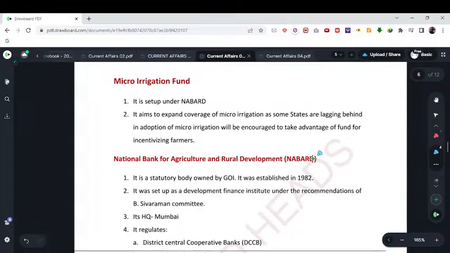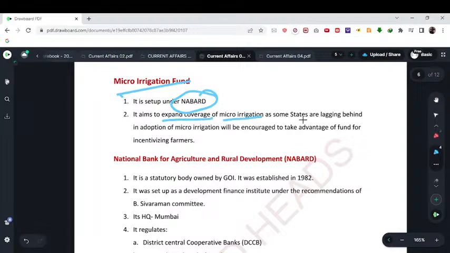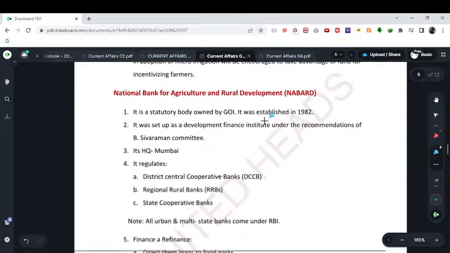Next we see the Micro Irrigation Fund. Now this is also under NABARD, and it aims to expand coverage of micro irrigation, and some states are lagging behind. So it is not for all states, it is only for states which are lagging behind.